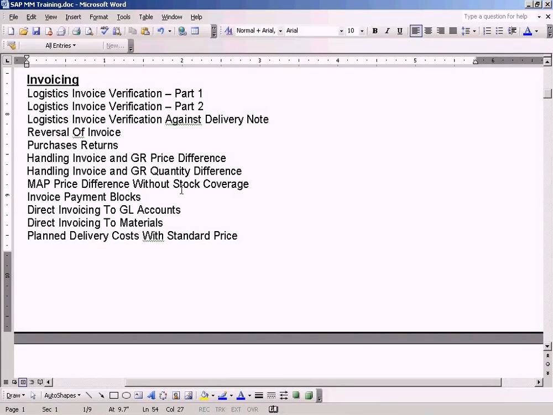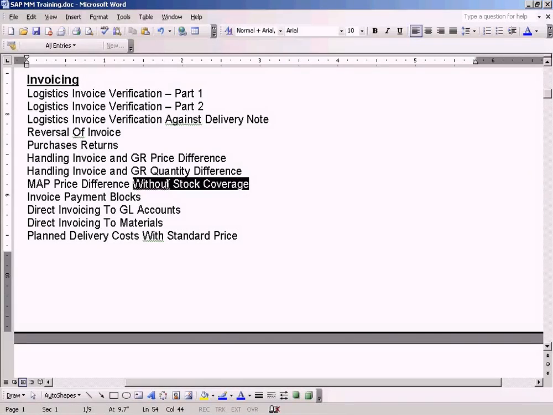Now we look at moving average price difference postings without stock coverage. MAP stands for moving average price. In this topic, handling invoice and GR price difference, we have already seen how to post the price difference for moving average price with stock coverage. When there is stock coverage, the price difference is posted to the stock account. So we will see the postings without stock coverage.